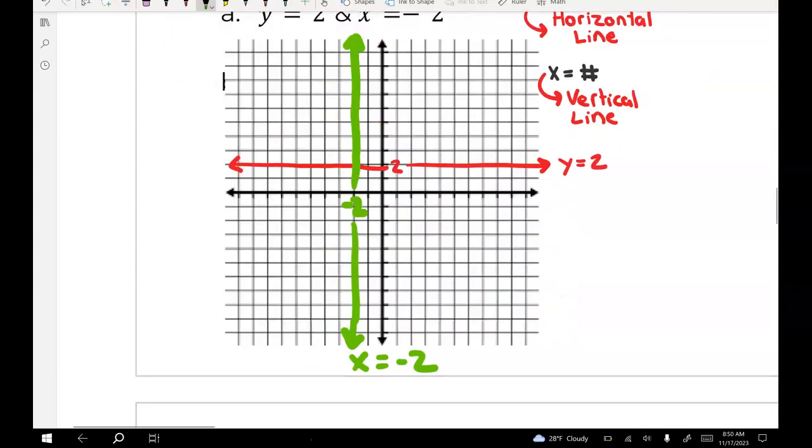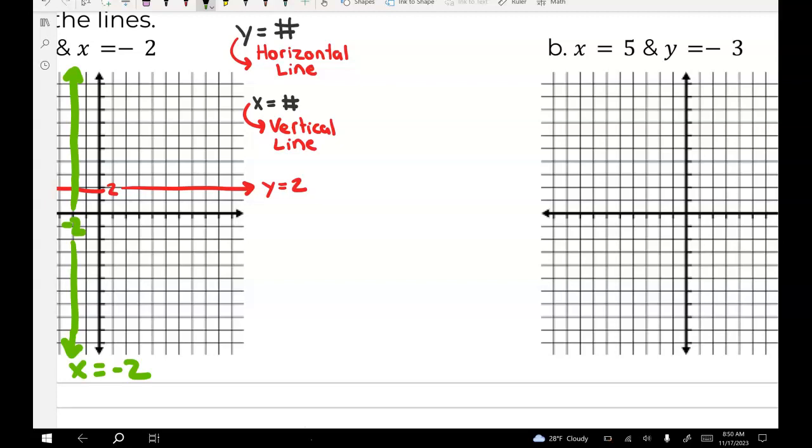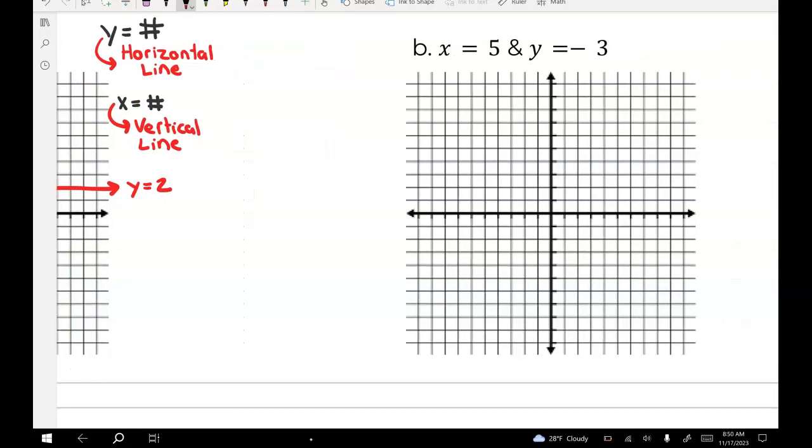All right. So just doing this second one quick, we can see pretty easily. X is equal to 5. We've got to go over to the left 5. And go up and down because it's vertical. 1, 2, 3, 4, 5. That's x is equal to 5. To get y is equal to negative 3, let's go down 3. And horizontal. So if you can just remember the pattern, x equals is vertical, y equals is horizontal. You just need to then know where your numbers are at on your graph.